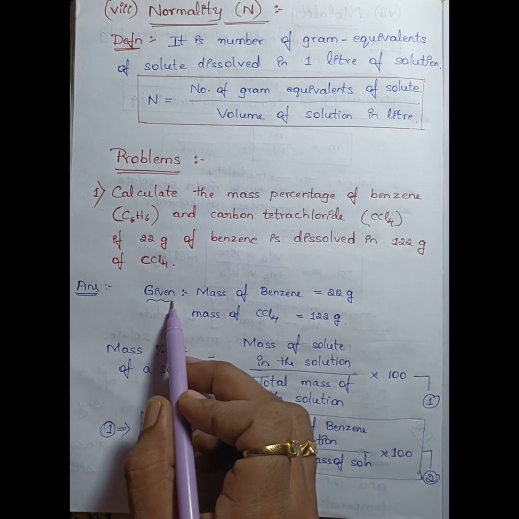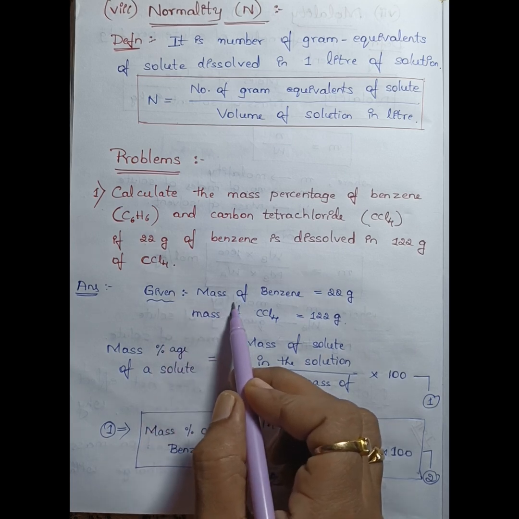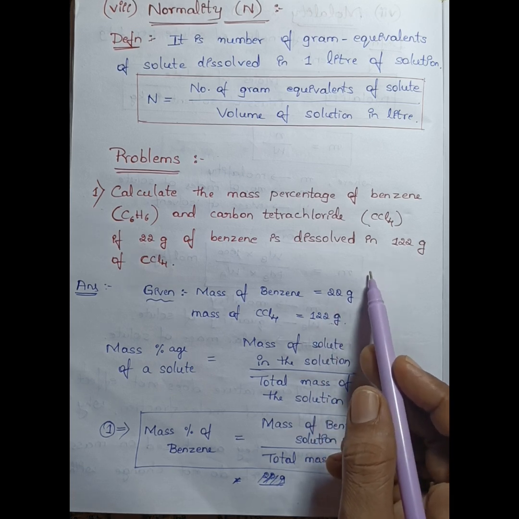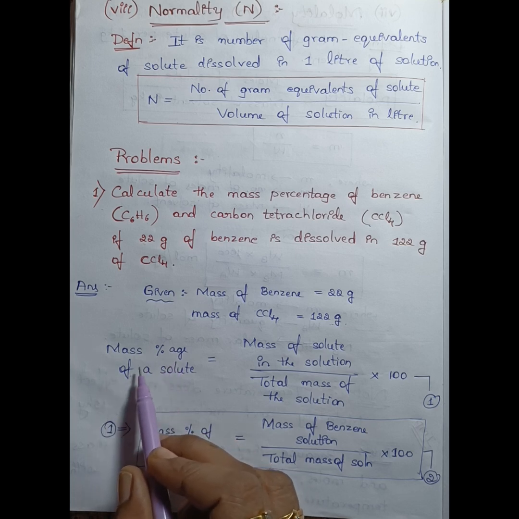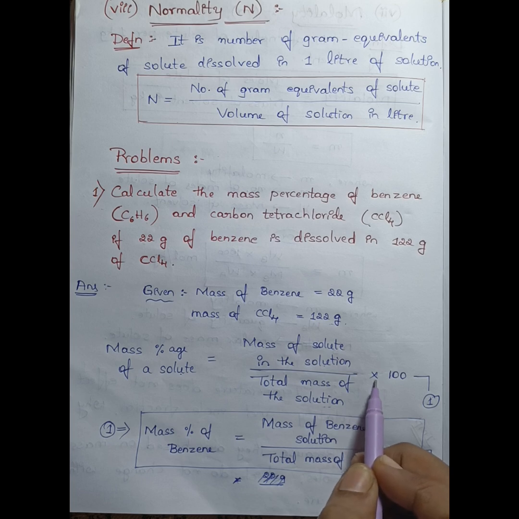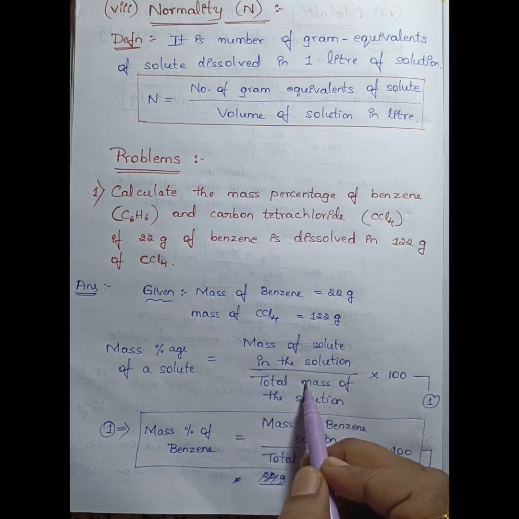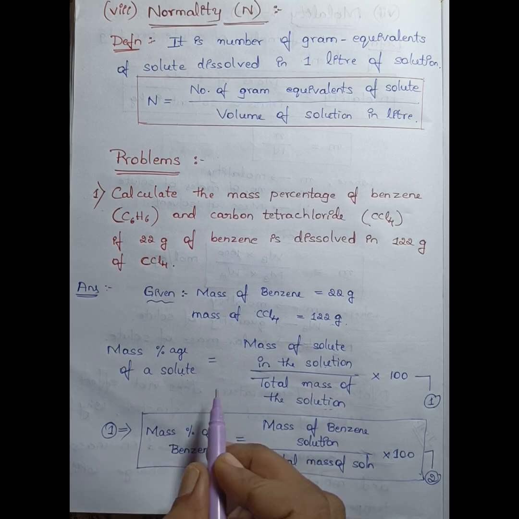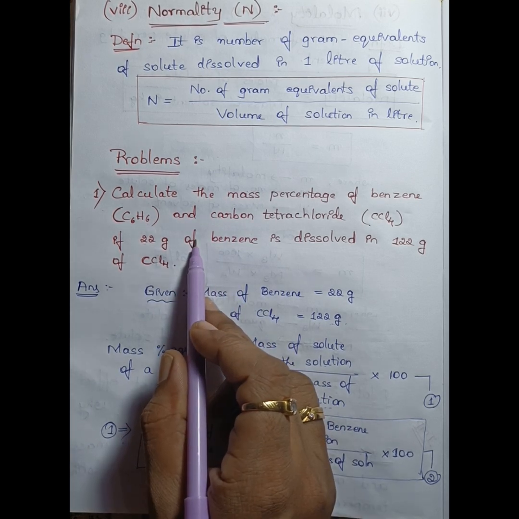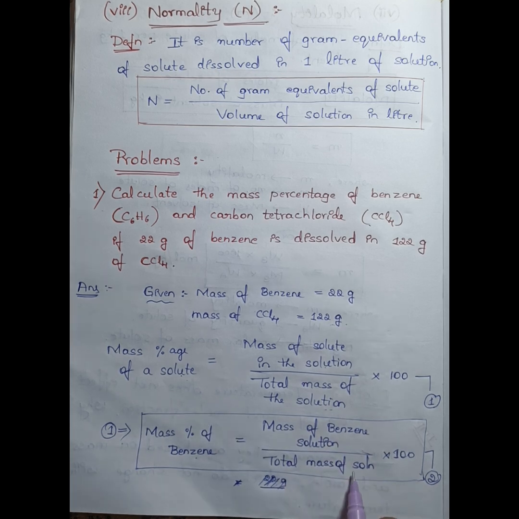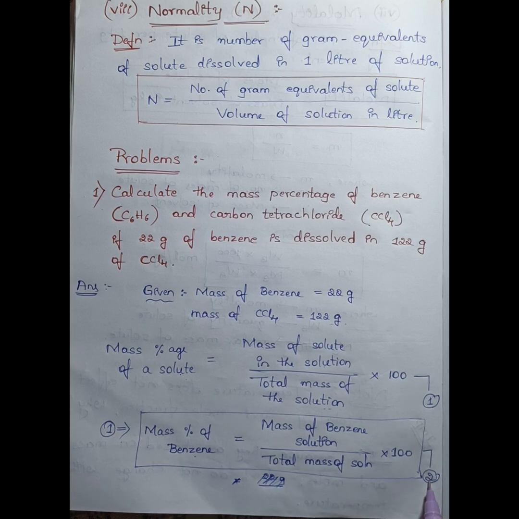While solving this, first we need to write what is given in the question: mass of benzene 22 gram, mass of carbon tetrachloride 122 gram. Now let us write the formula that we saw while discussing mass percentage. Mass percentage of solute is equal to mass of solute in the solution by total mass of the solution into 100. I will take this as equation 1, and now convert it according to the question. Which is the solute here? Benzene is the solute. So mass percent of benzene is equal to mass of benzene by total mass of solution into 100. I will consider this as equation number 2.